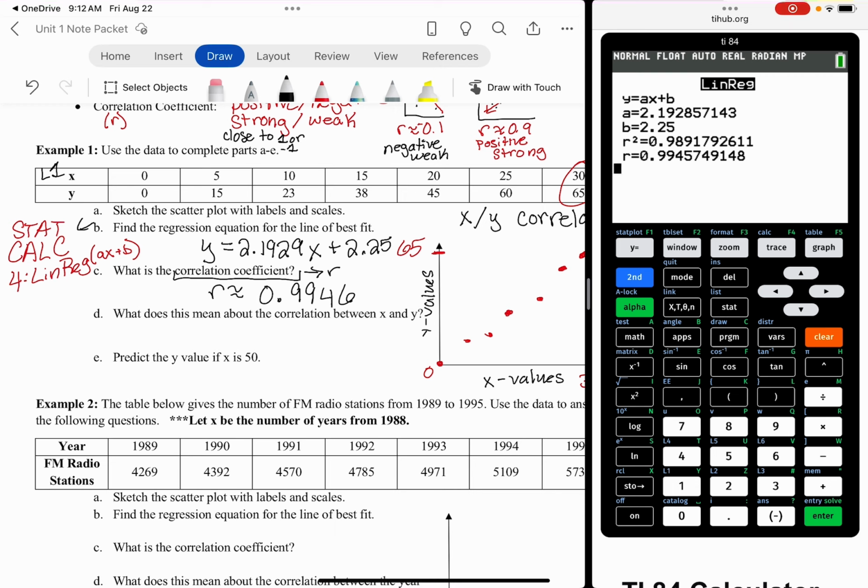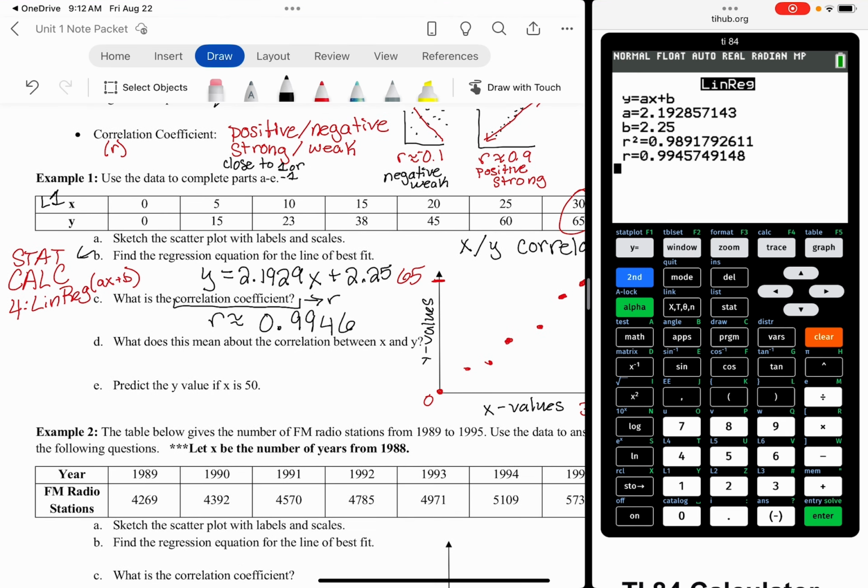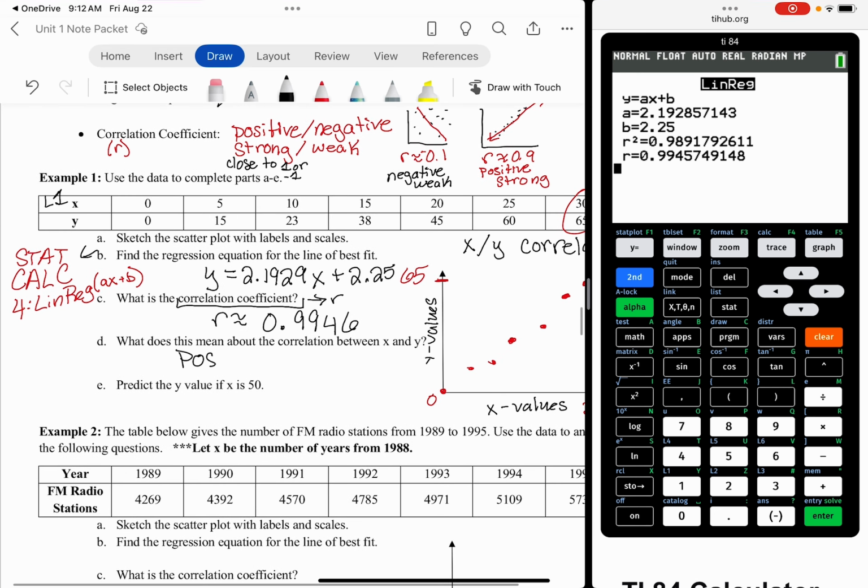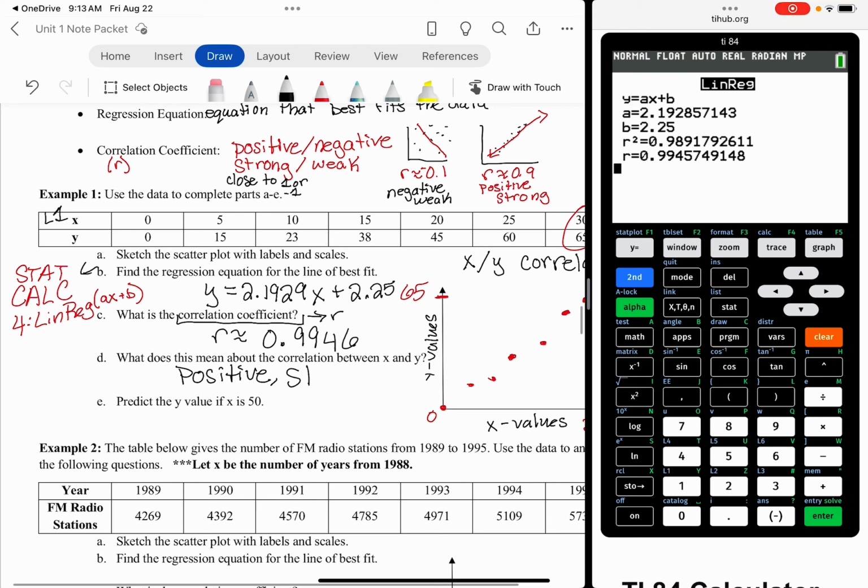Then our next question, D, what does this mean about the correlation between x and y? And we're going to describe it as positive or negative and weak or strong. So with this, it's a positive number, so it means it's a positive correlation. And this number is close to 1. It's very close. It's 0.99. So that means it's going to be a strong correlation. This is a really strong one because it is very, very close to 1. But we just need to use the word strong to describe it.